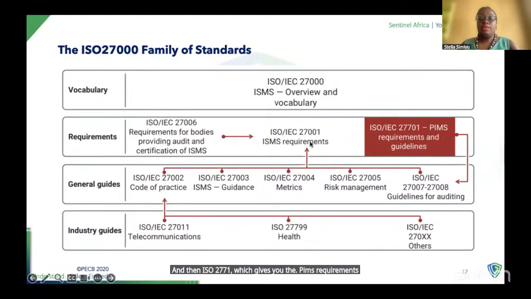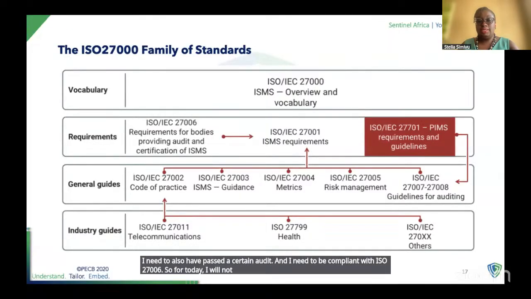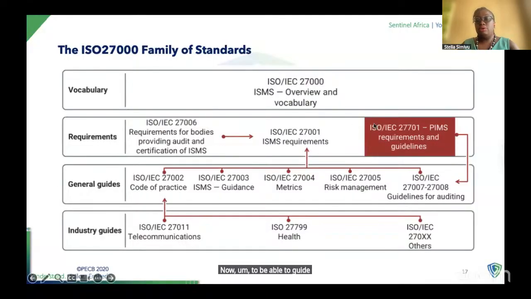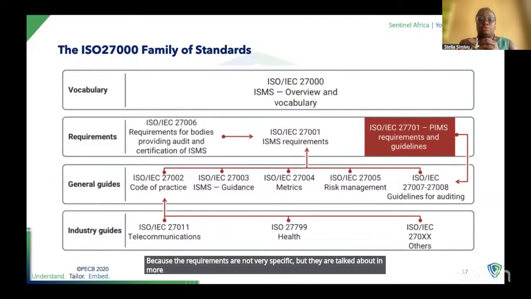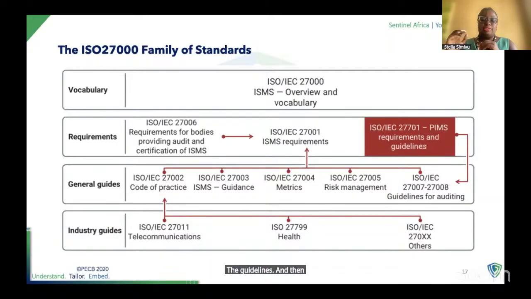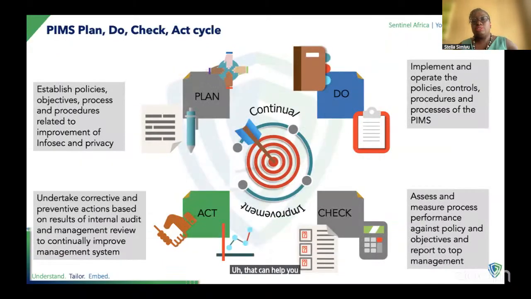PIMS requirements. Now, when you go into certification, and I want to be a body which certifies individual organizations, I need to also have passed a certain audit, and I need to be compliant with ISO 27006. So for today, I will not focus too much on that. Now, to be able to guide implementation of these two standards, the ISO also documents general guides. So general guides will give you a way in which you can understand the PIMS and the ISMS requirements, because the requirements are not very specific, but they are talked about in more detail when it comes to the guidelines. And then there could be specific guidelines for telecommunications, for health, that can help you if you're in those industries.